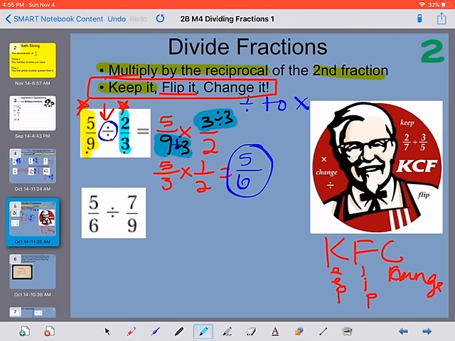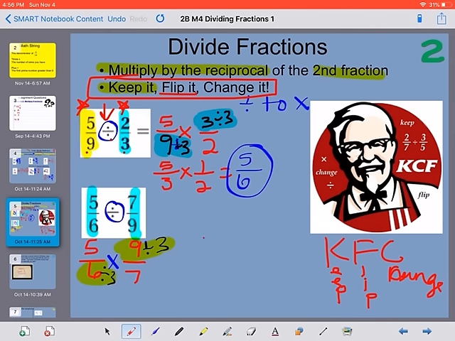Our next one, keep, flip, and change. Keep the first one, 5/6. Flip the second fraction, 7/9. It becomes, oops, doesn't stay 7/9. It becomes 9/7. And then change the division to multiplication. Again, I'm going to simplify first. The 9 and the 6 both go into 3. So I'm going to divide those by 3. I'm just looking at simplifying so we don't get really big numbers.